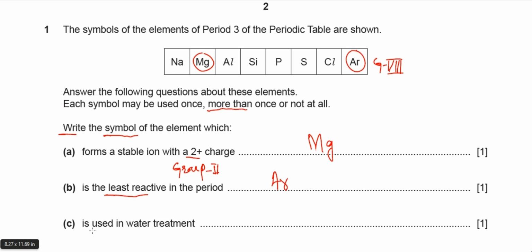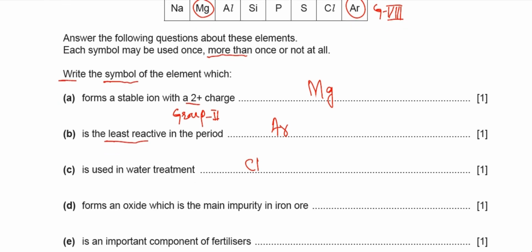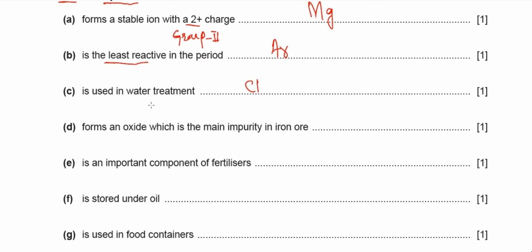Part C: used in water treatment. From the chapter on water, or from the uses of the halogens, we can easily understand and remember that chlorine is the element used in chlorination. So we can say it is chlorine. And how can it treat the water? By killing the bacteria.